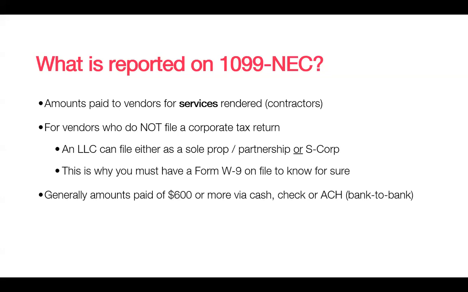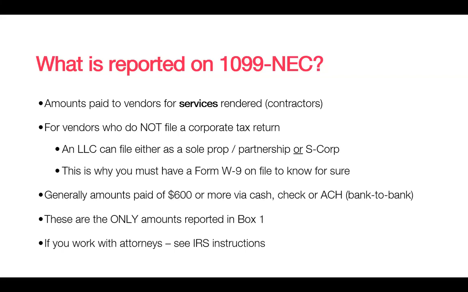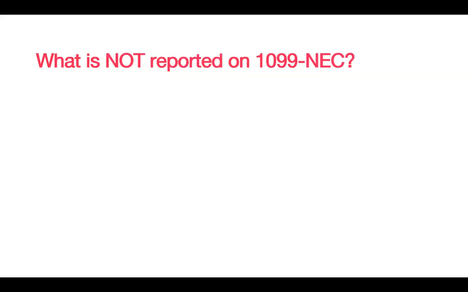Also, most everybody knows this. We're only reporting amounts over $600 paid by cash, check, or bank-to-bank ACH payments. That's it. These are the only amounts that are going to go into box 1. And I do have one little disclaimer on it. If you are working with attorneys, their rules are a little different. So I would just say refer to the IRS instructions on that, because that's beyond the scope of our webinar today. We're doing just the basics and a quick overview here.